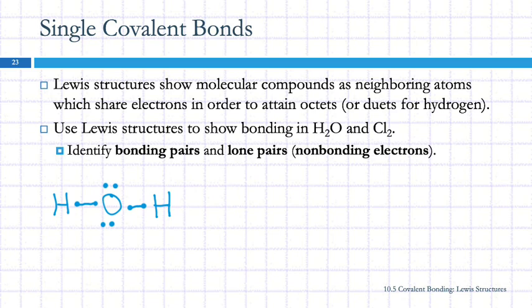So we would call the 2 electrons here a bonding pair. So maybe we'll highlight the bonding pairs in yellow. These are bonding pairs. And then there are lone pairs, and lone pairs are not shared. And so the lone pairs would be these pairs of electrons on oxygen. So the water molecule has two bonding pairs and 2 lone pairs. Any questions?